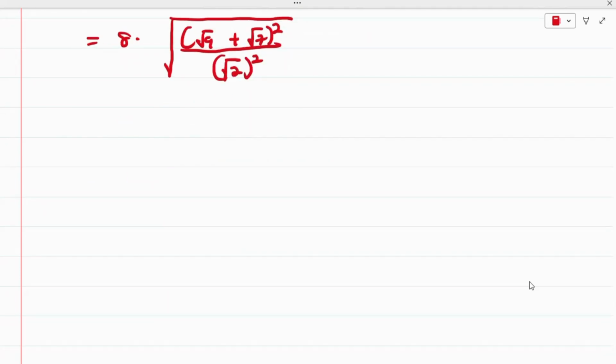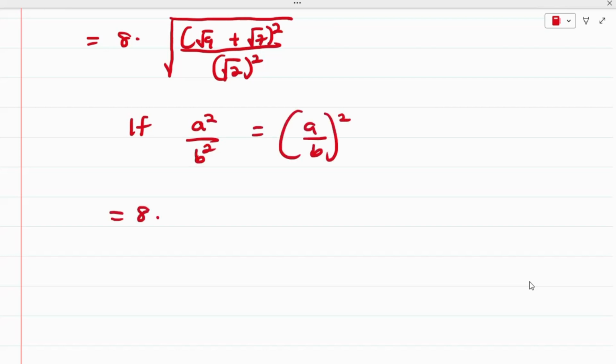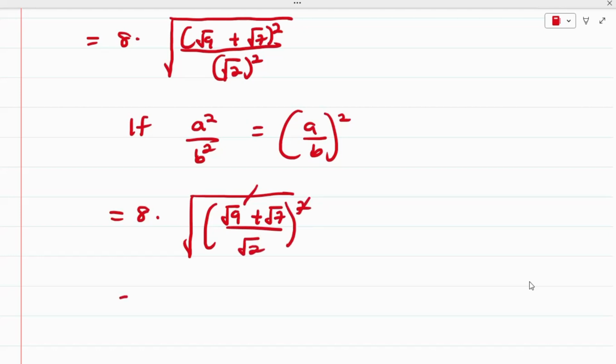So at this point we are going to say if we have a square divide b square, this is equal to (a over b) all square, right? So this is equal to 8 multiply the square root of (the square root of 9 plus the square root of 7 divide the square root of 2) all square. So we cancel out this, so we have that 8 multiply the square root of 9 plus the square root of 7 divide the square root of 2.